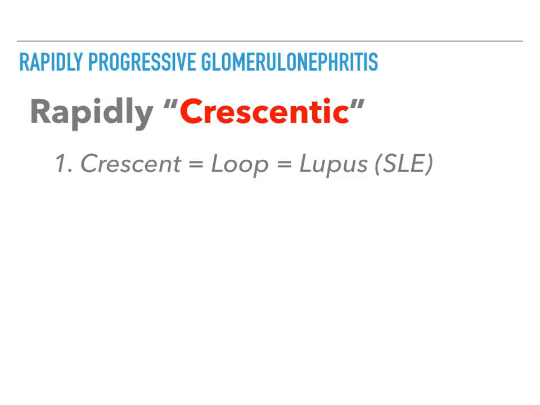So let me slow down here because I'm kind of going off on tangents. But when I think of rapidly progressive glomerulonephritis, I say to myself, rapidly crescentic glomerulonephritis. Okay, a crescent and a loop is kind of the same thing. They're 2 different things under a microscope, but they mean the same thing in my brain as far as shapes are concerned. Loop sounds like lupus. So rapidly crescentic glomerulonephritis has loop lesions and crescents, and they're found in patients with lupus.